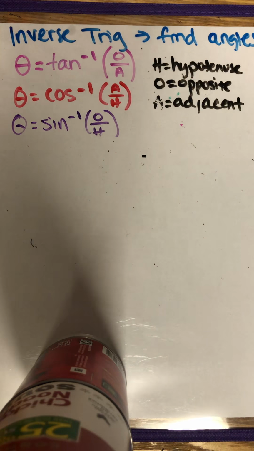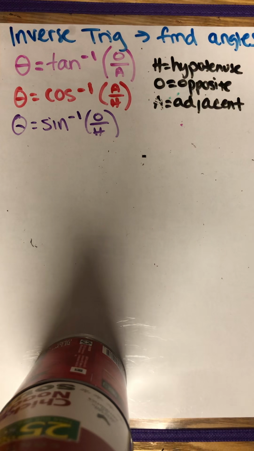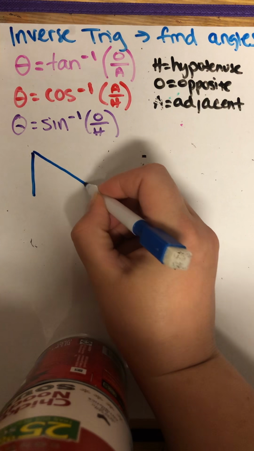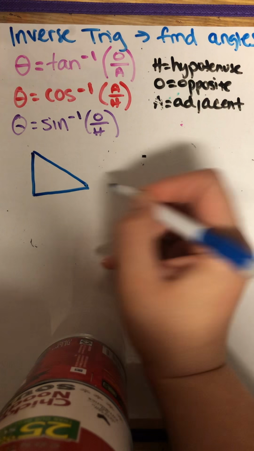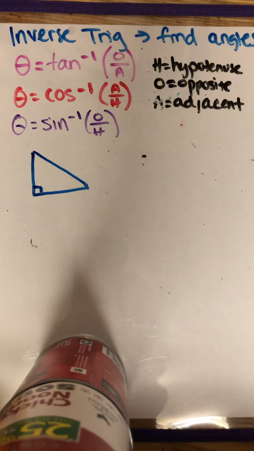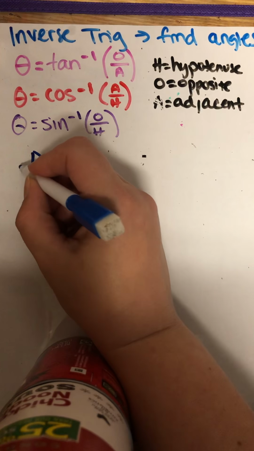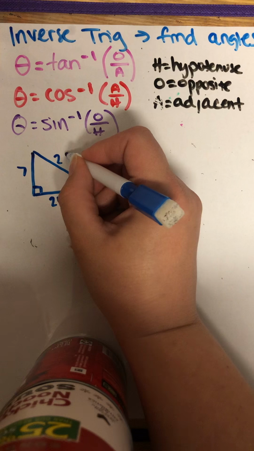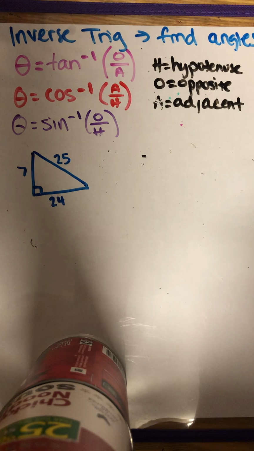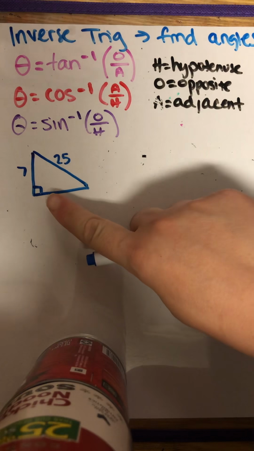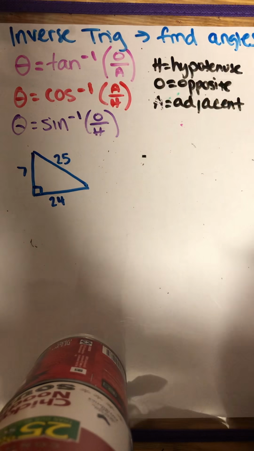So we have our 3, and they can give us a problem that might look something like this, where we have a right triangle, with our right angle. And they can give us the sides, so they could say this is 7, this is 24, this is 25. They give us all the side lengths. And potentially they might only give us 2, and then we'd have to figure out which one we are allowed to use.